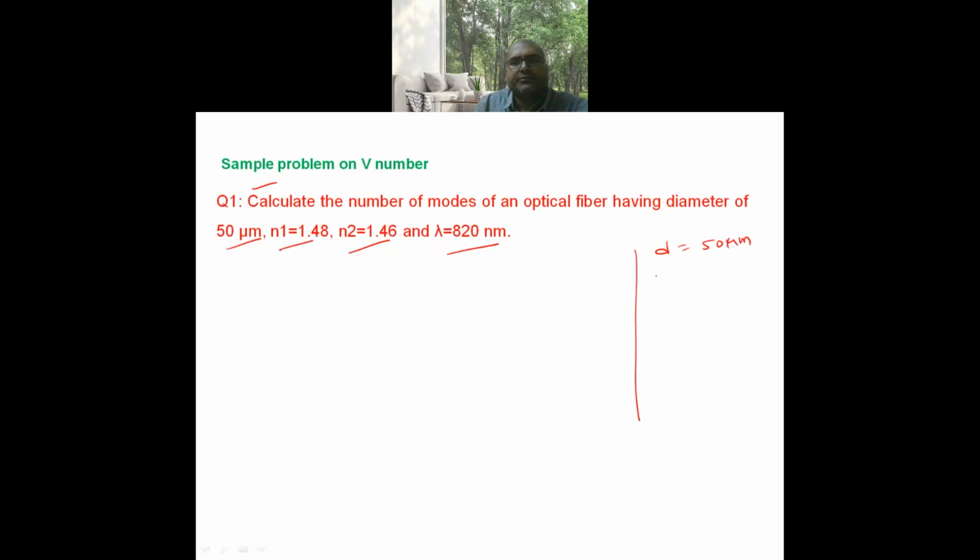Write down the data. The core refractive index is 1.48. The cladding refractive index is 1.46. Means here n1 is greater than n2. And the wavelength of the signal is equal to 820 nanometer, means it is in first window. In second window, the wavelength is around 1300 nanometer, and in third window, the signal wavelength is around 1550 nanometer.